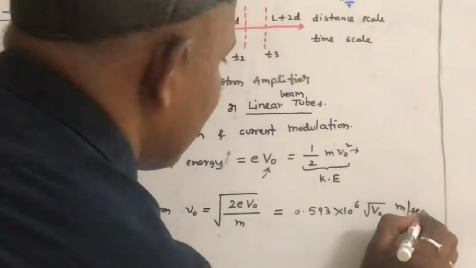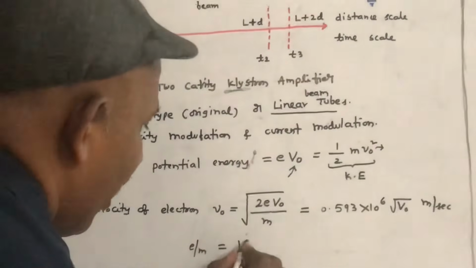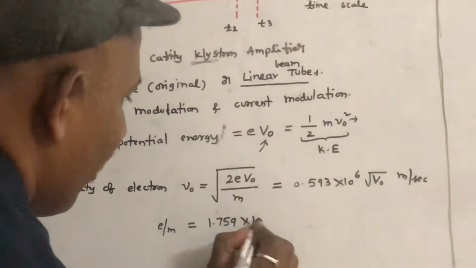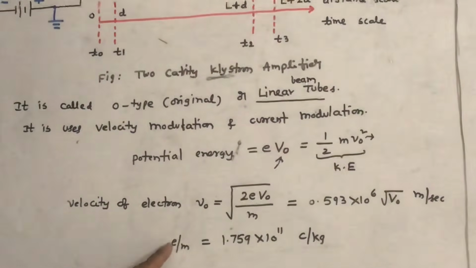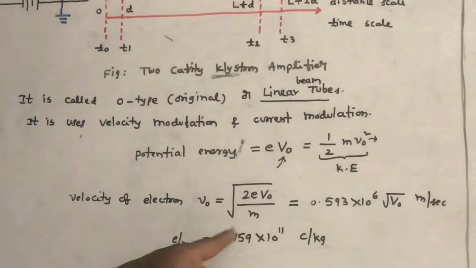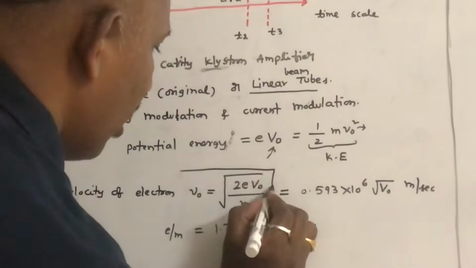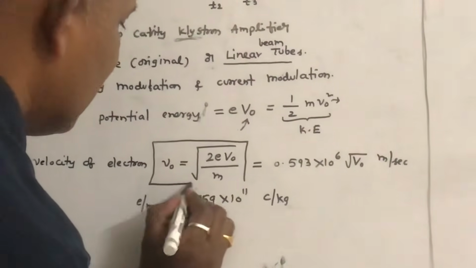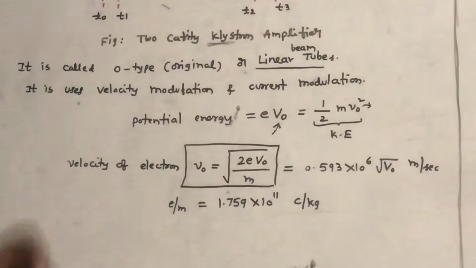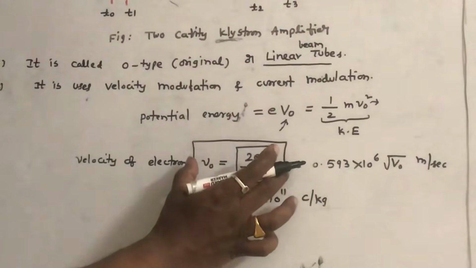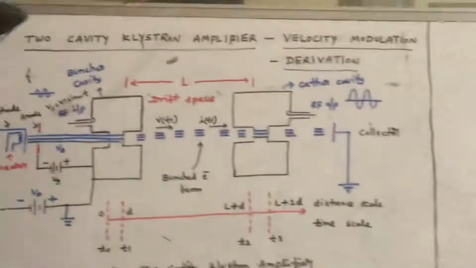Velocity unit is meters per second, where the e by m ratio is 1.759 into 10 power 11 coulombs per kg. That is the electron charge by mass of the electron. So this formula is very important for short answer questions. Remember this: it is derived by equating kinetic energy to potential energy. So this is the velocity of the electrons emitted from the cathode.